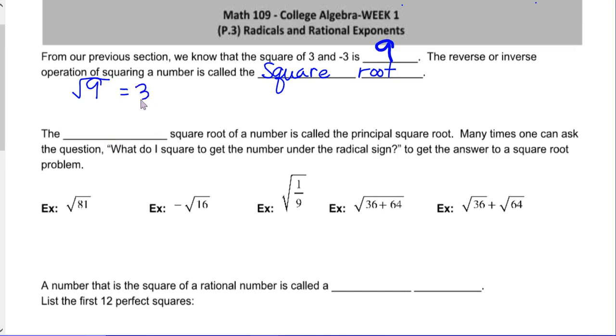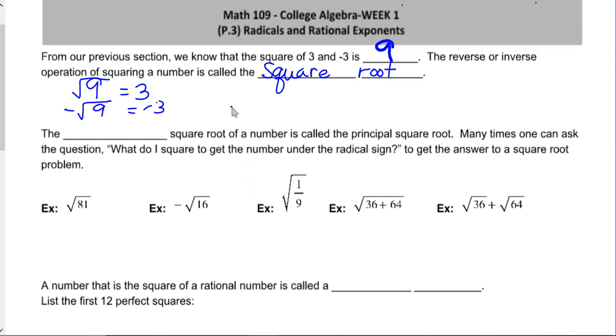Then that would equal 3, because we're going to ask ourselves, what do I multiply by itself 2 times in order to get that number? So we would multiply 3 times 3 to get 9. Now, if I wanted to get negative 3, then I would have to have a negative in front of that square root, giving me the negative square root of 9, which is negative 3.